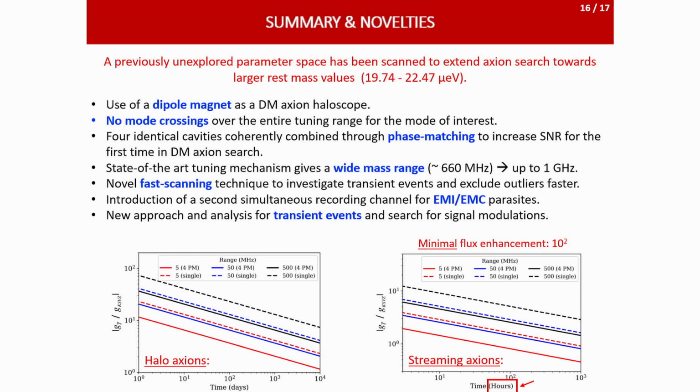And you can see here, for example, the prospects if you want to reach, with this setup, the theoretical band with conventional halo axions and with streaming axions. This involves a minimal flux enhancement of 10 to the 2. And you can see that it is a matter of hours, not days. And this is a minimal one, I said, because Abbas also mentioned much higher numbers yesterday. So that's all. We just have to be patient. Maybe the axion is just around the corner, and so you still have to keep looking for it. Thank you very much.